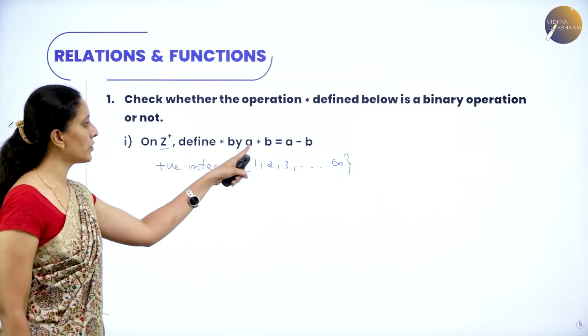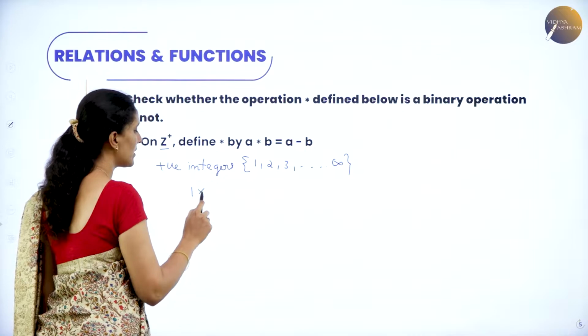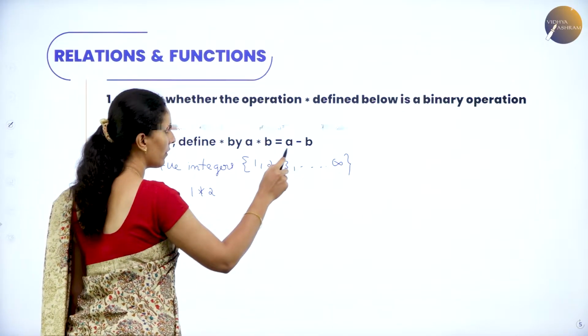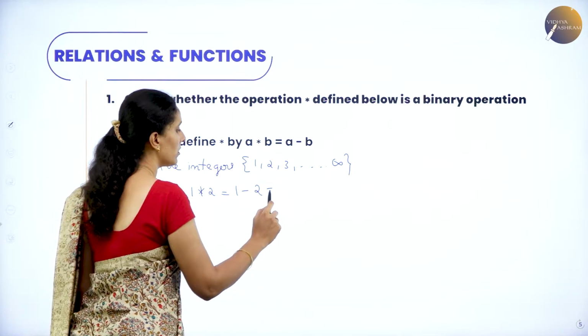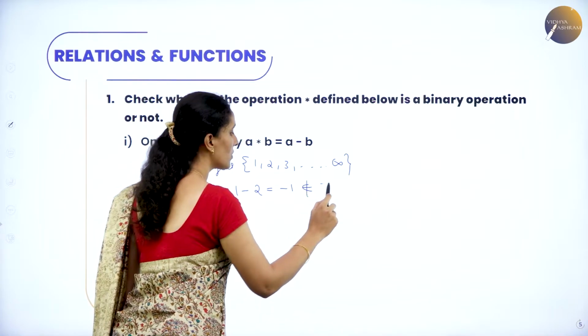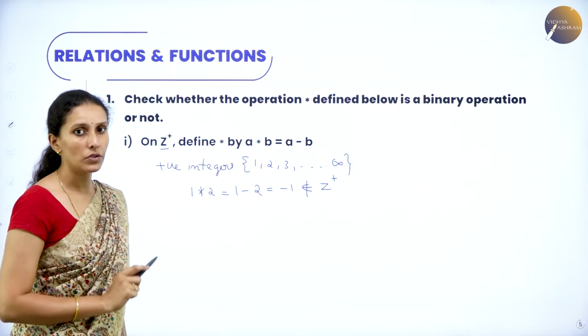Now take any two elements from this set. Let me take 1 and 2. So 1 star 2, if I take, it should be written as nothing but 1 minus 2, which is equal to minus 1. But minus 1 does not belong to Z plus. Minus 1 belongs to Z but does not belong to Z plus.